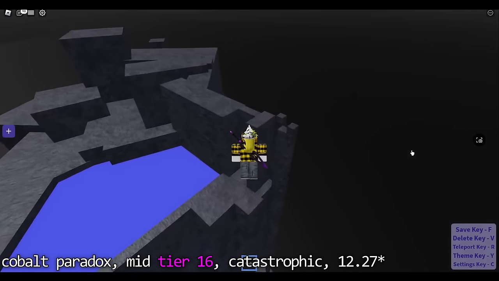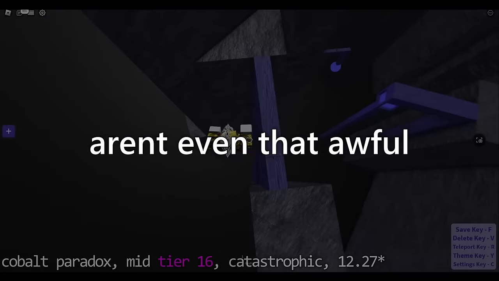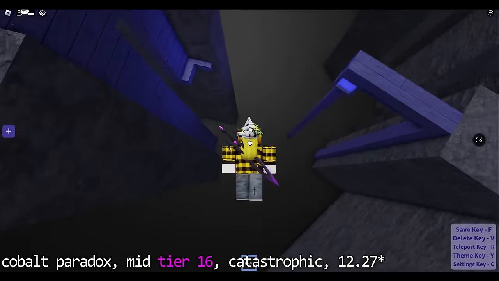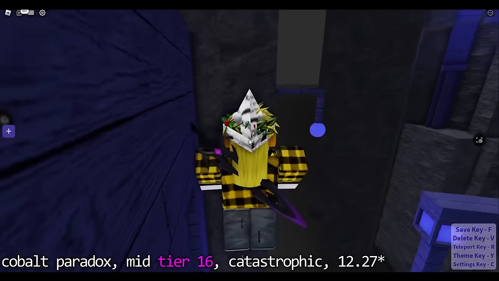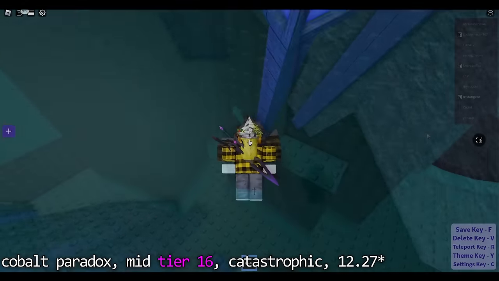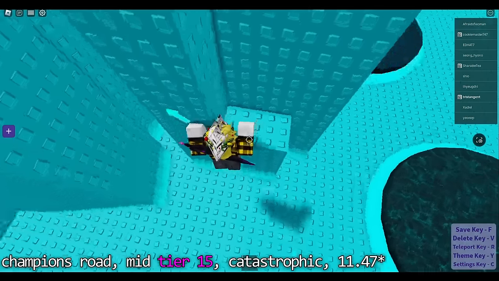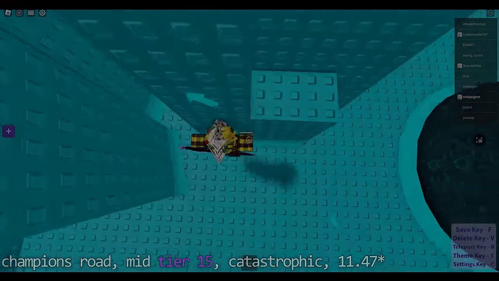And then we have Cobalt Paradox. This obby is actually long enough that the jumps aren't even that awful for its difficulty, even though it's a mid-tier 16. The jumps are still hard as hell though, there's no getting around that, but they're still easy enough that I can actually do a couple of them, no issue. So, those were the soul crushing difficulties, and somehow we still aren't done with this, so let's keep going.